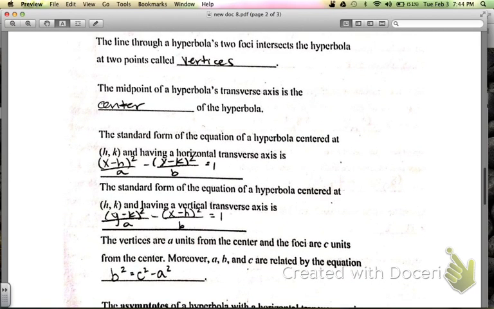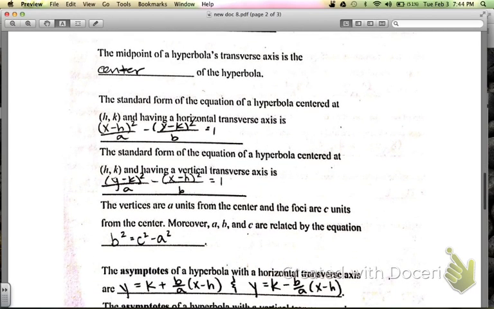The standard form of a hyperbola that has a horizontal transverse axis is this one. And the second one down here is the standard form if it has a vertical transverse axis. You'll notice that the only thing that switched was the x minus h and the y minus k. So the minus sign has to stay in that order where you actually switch the entire top part of it.